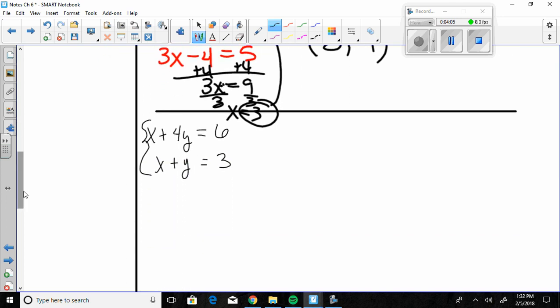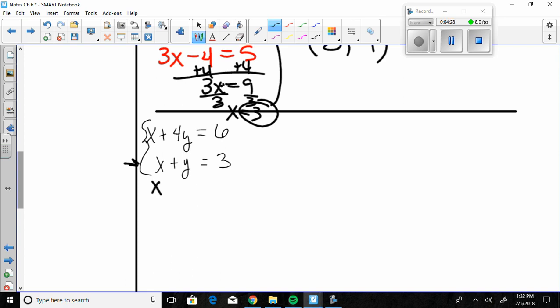So here in this one, we don't have a variable by itself. Instead, we're going to have to actually solve for one of our variables. You can choose either x or y. It doesn't matter which one. But I am going to, for sure, use the second equation because neither one has a coefficient greater than 1.